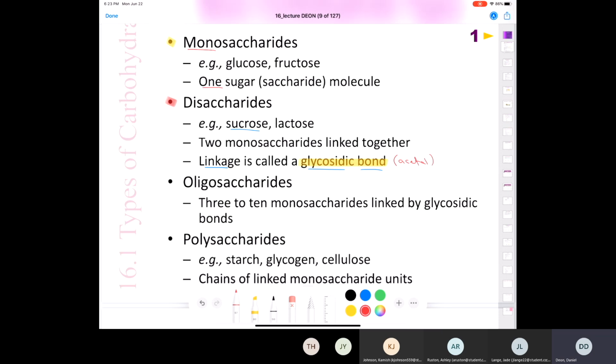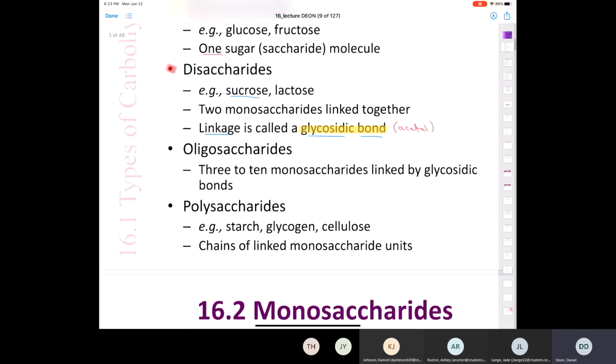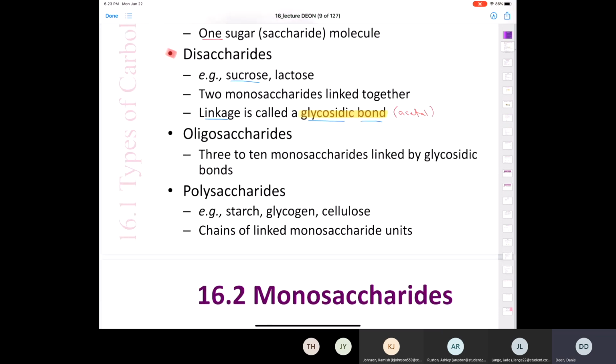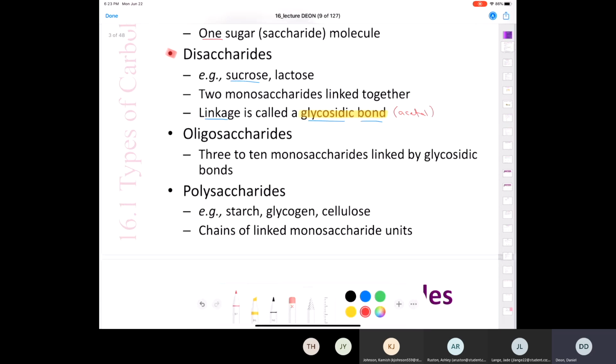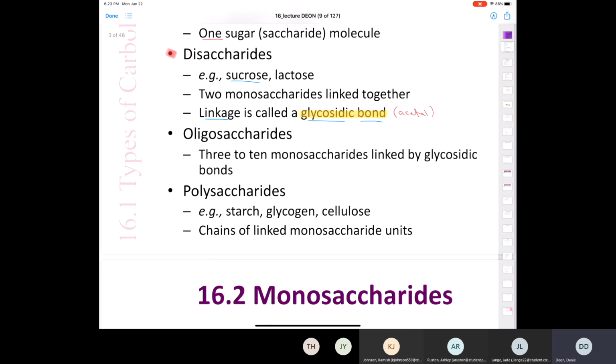If you link between 3 and 10 monosaccharides together, you get what's called an oligosaccharide. And polysaccharides are when you have something bigger than that. So things like starch, glycogen, and cellulose are polysaccharides. Glycogen is the major form of storage of glucose in the body. Cellulose makes up the rigid walls of plant fibers. And of course, starch is a complex carbohydrate found in some foods.